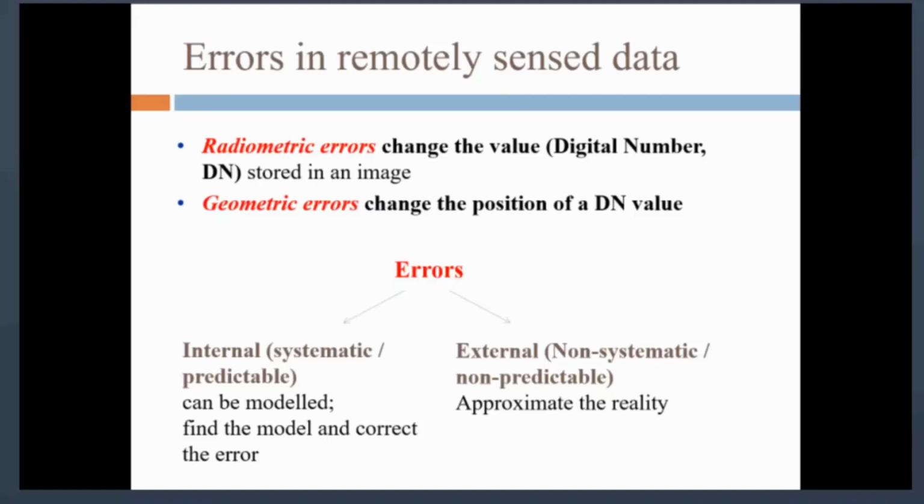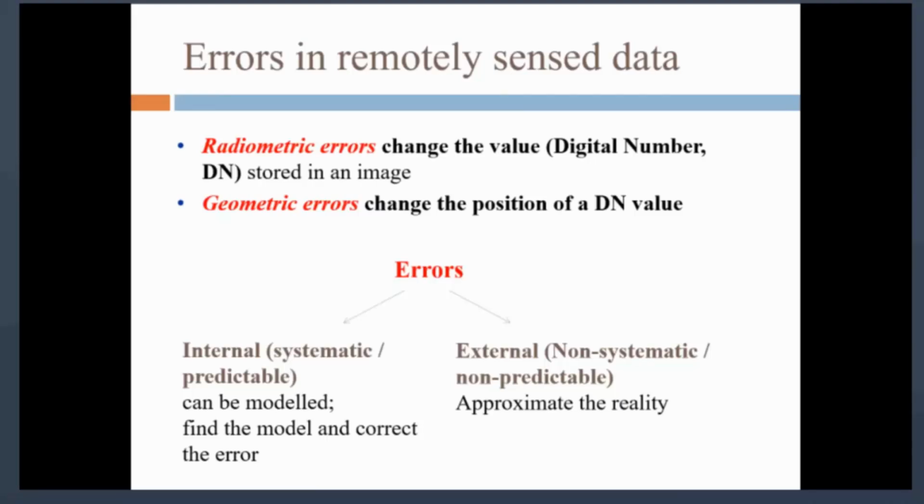We can have dropouts, we can have striping or banding, we can have line start errors. All these types of errors can be only minimized by cosmetic corrections. That means because the data was not recorded, or it was recorded but was not communicated properly, the data is lost forever.